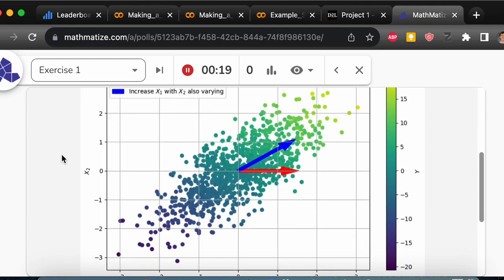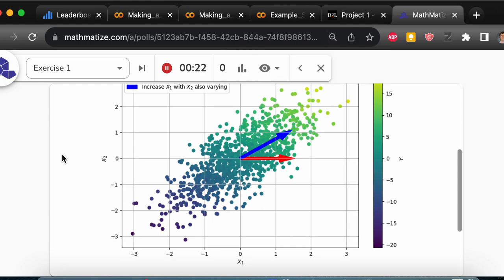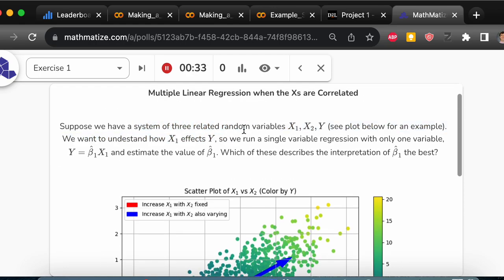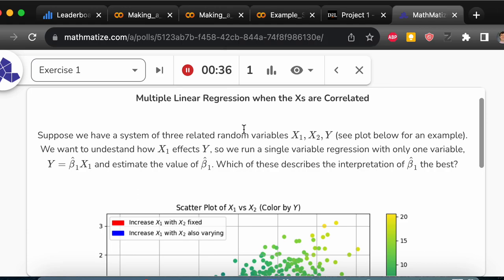We have an x1 and an x2. And the x1 and the x2 are correlated along this axis. So as x1 increases, x2 is also likely to increase. And I have a question about a particular regression. We have a system with three effects, x1 and x2 and y. We're thinking of x1 and x2 as inputs and y as the output, but of course you could think of it in many other ways. We run a regression of the form y equals beta 1 hat x1, so just with x1. And the question is, let's interpret this coefficient beta 1 hat. Which of these describes the interpretation of beta 1 hat the best?